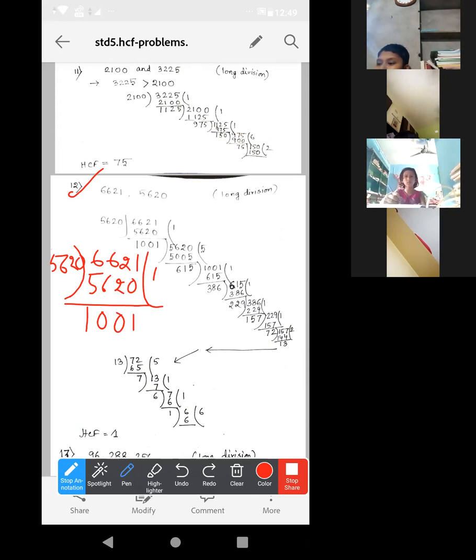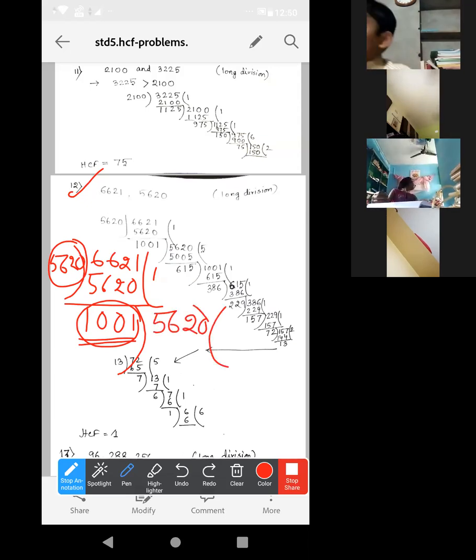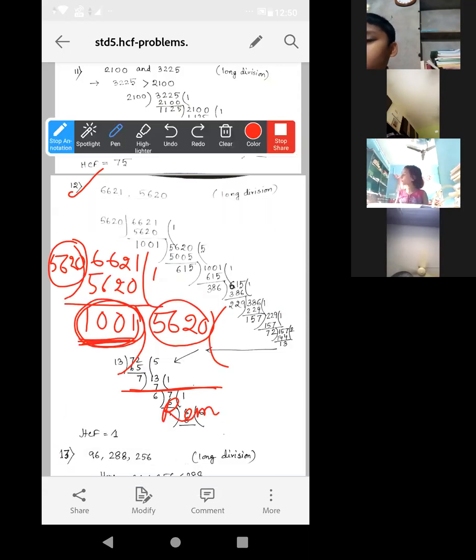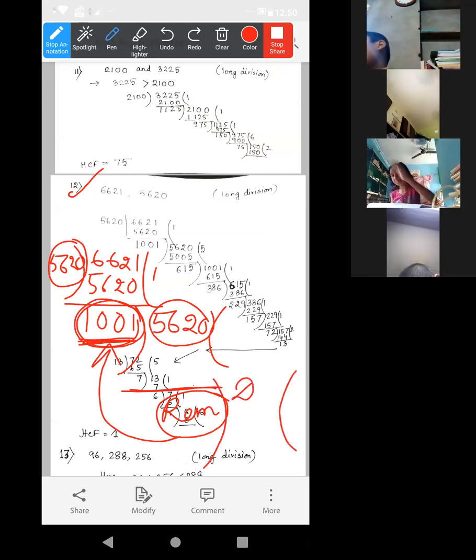Now this one is the remainder, and this one is the divisor. We have to divide that divisor. Now this divisor will become the dividend, and we divide it by this remainder, which becomes the new divisor. Again we will get a new remainder. We continue the same process. Again with that new remainder we divide this divisor, and this divisor again becomes the dividend. Already I explained this one.